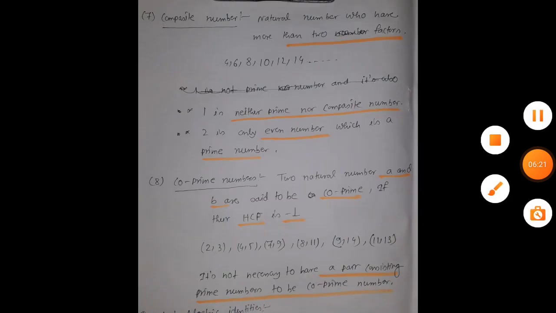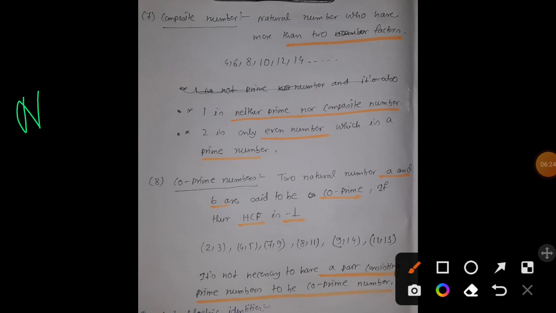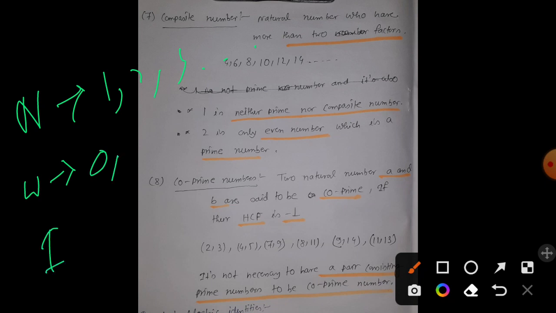So for a quick recap, we have discussed today natural numbers. Natural numbers are 1, 2, 3, 4, up to infinity. Then we have talked about whole numbers. If you add 0 to the natural number series, you will get whole numbers. Now integers can be divided into positive integers, which are 1, 2, 3, 4. Negative integers are -1, -2, -3, -4. And the null integer is 0, because we are considering 0 as neither positive nor negative.